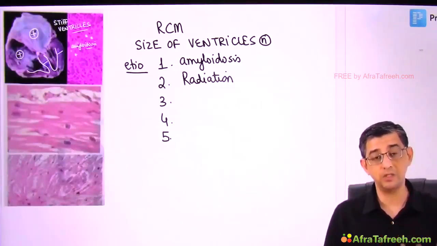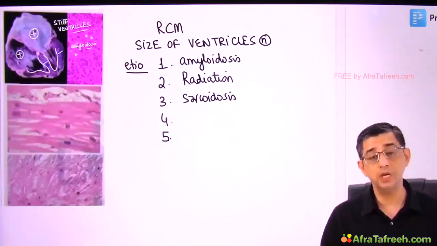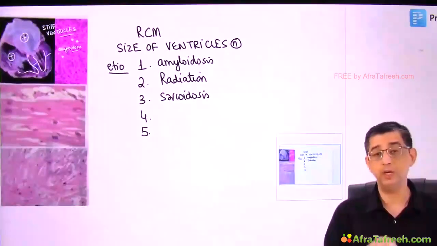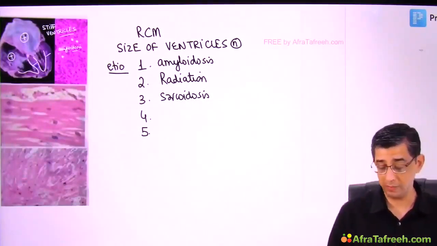Radiation to the heart can cause restrictive cardiomyopathy, and then a person could be having non-caseating granulomas, that would be sarcoidosis. In fact, sarcoidosis you will read both in dilated cardiomyopathy as well as restrictive cardiomyopathy, because I said sometimes there could be an overlap as well.